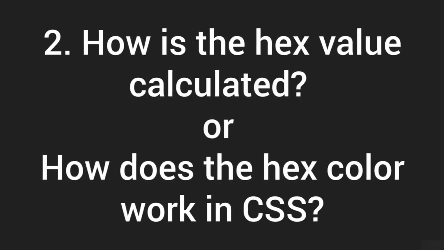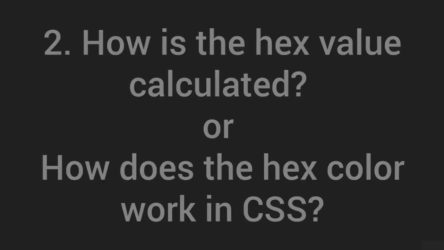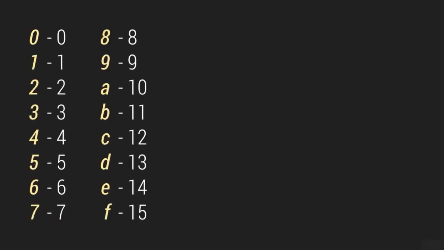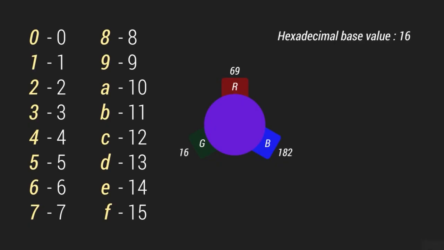The next question is, how is the hexadecimal value calculated, or how does the hexadecimal color work in CSS? As we know, the hexadecimal base is 16, so the range is from 0 to 9 and A to F. Suppose we have an RGB color in which the amount of red, green and blue is 69, 16 and 182. Now, as the base value is 16 for hexadecimal, each value in RGB is divided by 16.